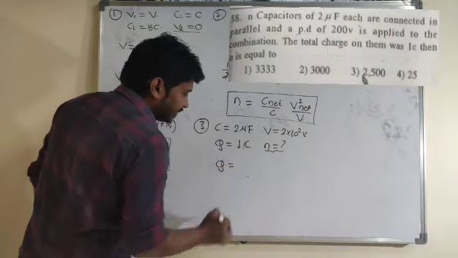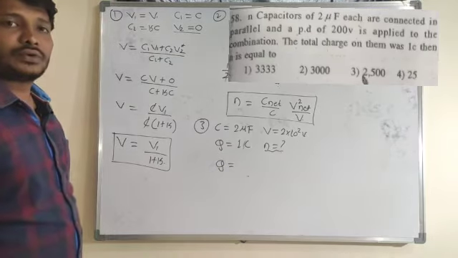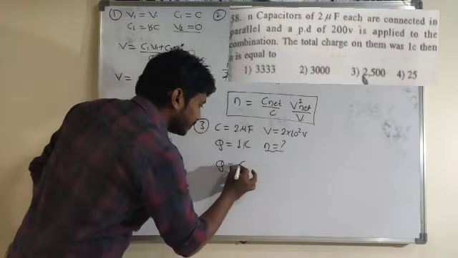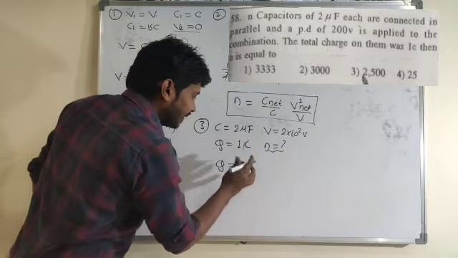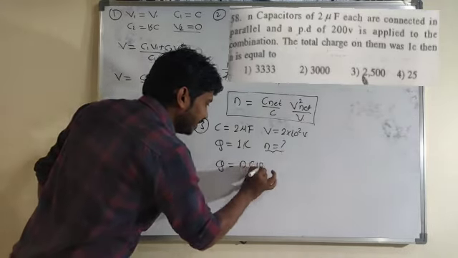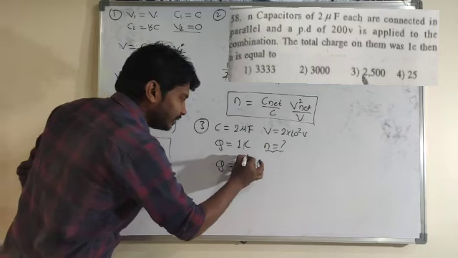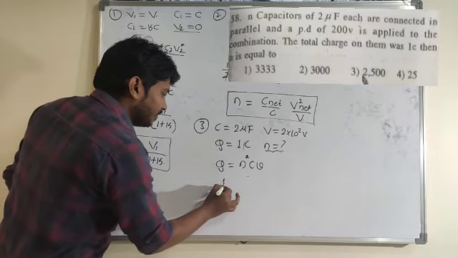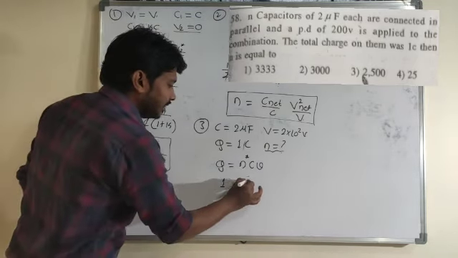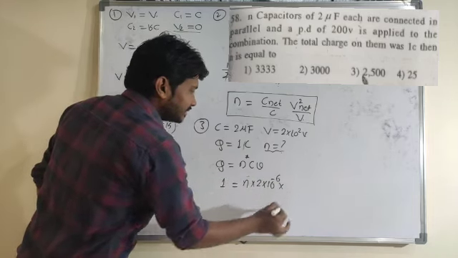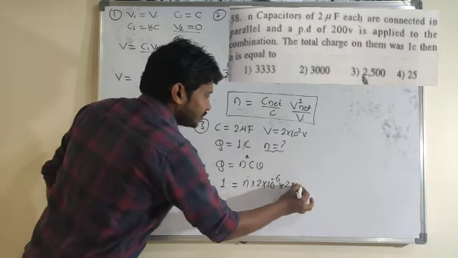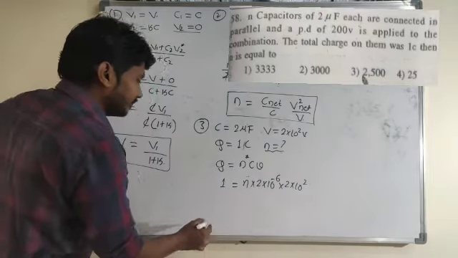From the basic definition of capacitance, C is equal to Q by V, or Q is equal to C into V. Here N number of capacitors are there, so Q is N into C into V. I need to find that N value. Q value is 1 here. C value is 2 into 10 to the power of minus 6. V is 200, so this is 2 into 10 to the power of 2.